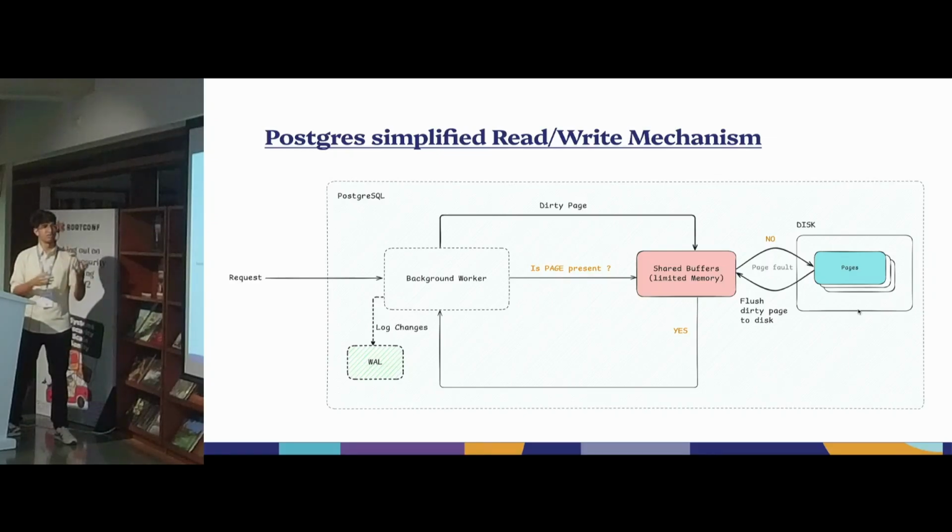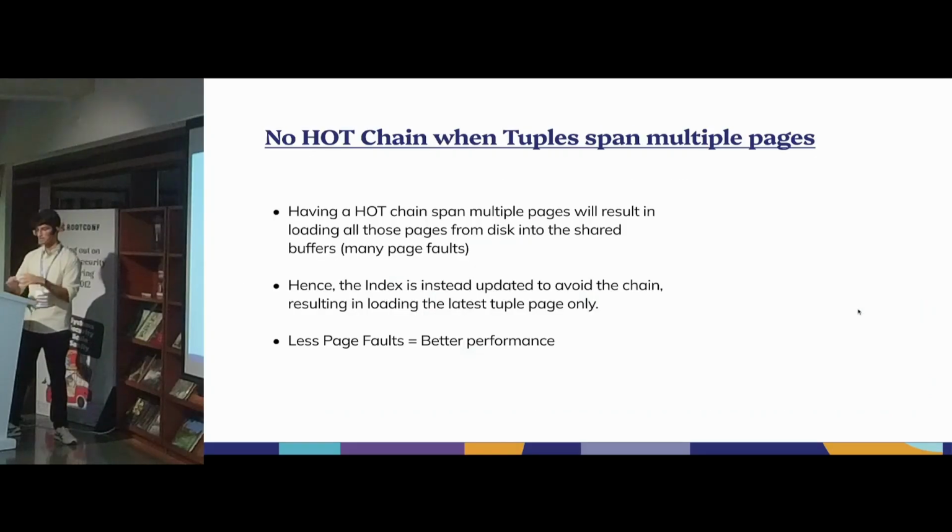So if you end up doing a chain across pages, or basically a linked list across pages on an index scan, you would end up loading more pages from disk into memory, and that will lead to more page faults. And that's exactly what is written down here. You would want to avoid page faults, or keep them as low as possible, in order to get better performance out of your Postgres server.